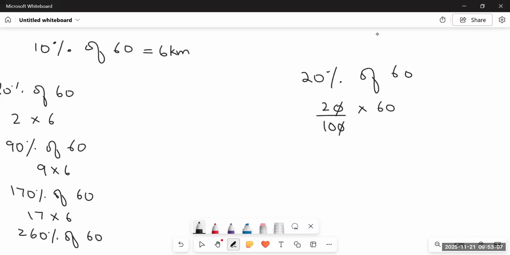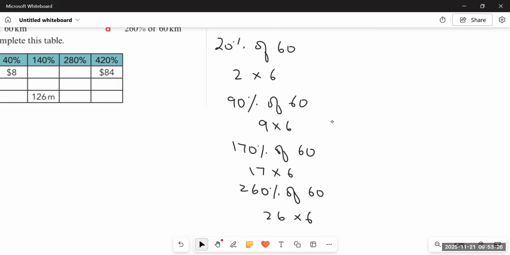So what will happen? We will cut the two zeros with the two zeros of 100 and will be left with the numbers without zeros. Okay? So that would ultimately become 2 multiplied by 6, which is 12. In all these cases, this would happen.